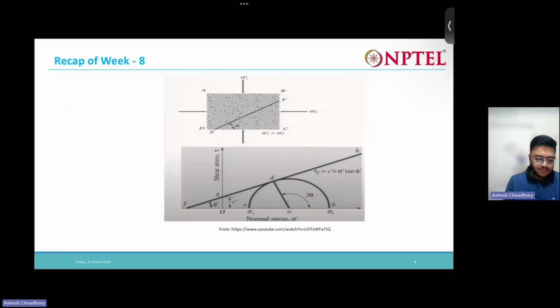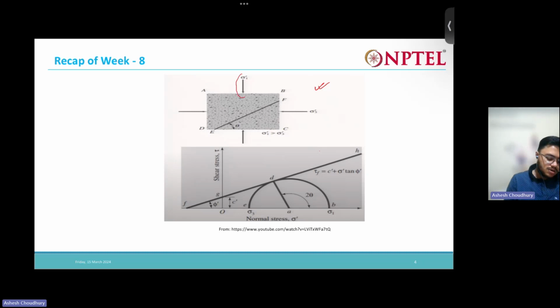So see this. What is this that we have drawn here? That is nothing but the Mohr circle. Okay, this is nothing but the Mohr circle. Say you have a soil mass here. Okay, this is a soil mass. We are having a soil mass, and in that soil block, what are we applying?